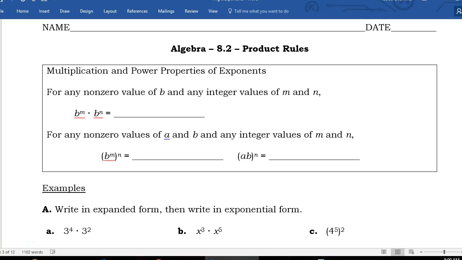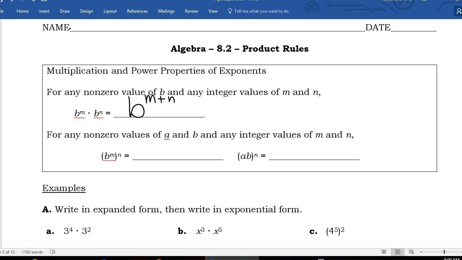This is Algebra Lesson 8.2, Product Rules. We are going to write some rules to help us simplify some expressions in exponential form. The first one is for any non-zero value of b and any integer values of m and n, the product of b to the power of m times b to the power of n can be simplified by keeping your base of b and raising it to the power of m plus n.